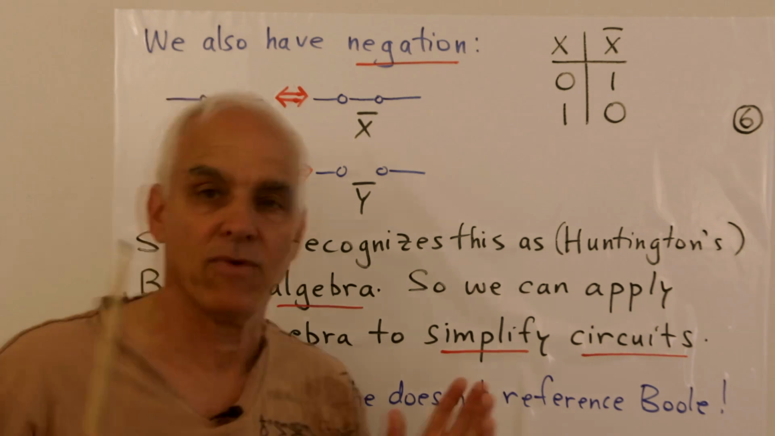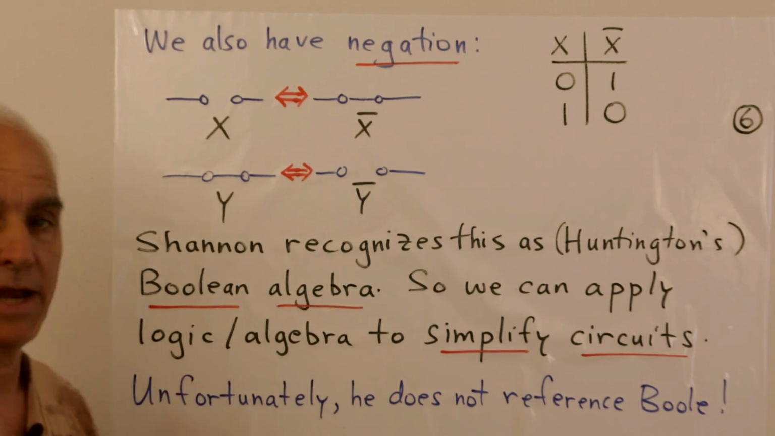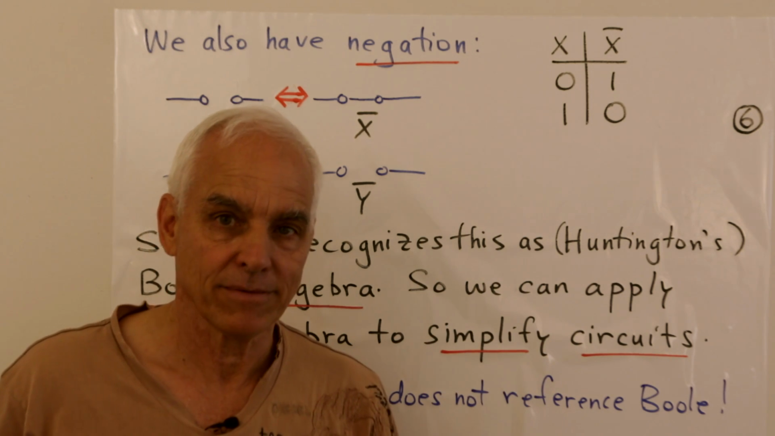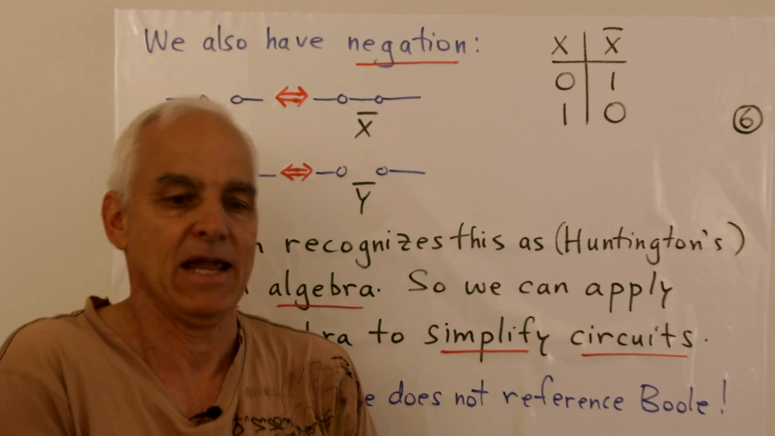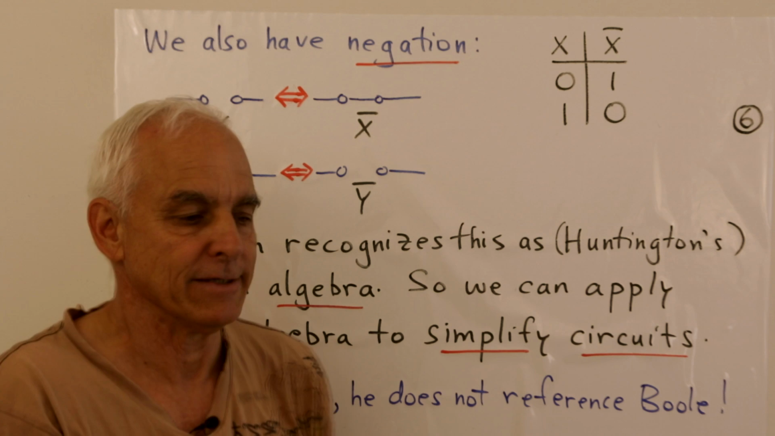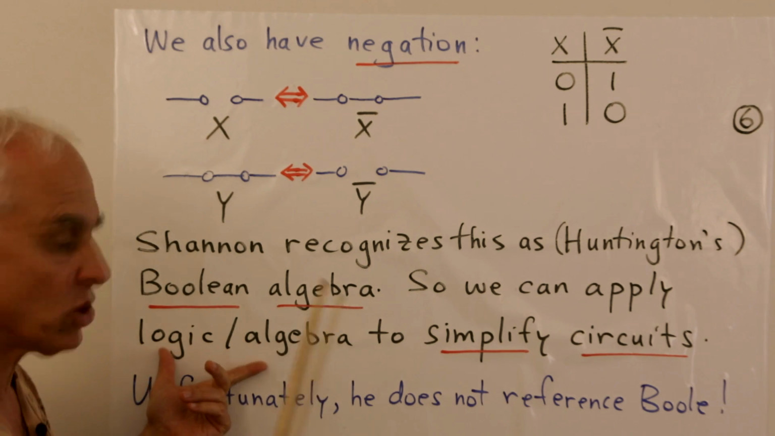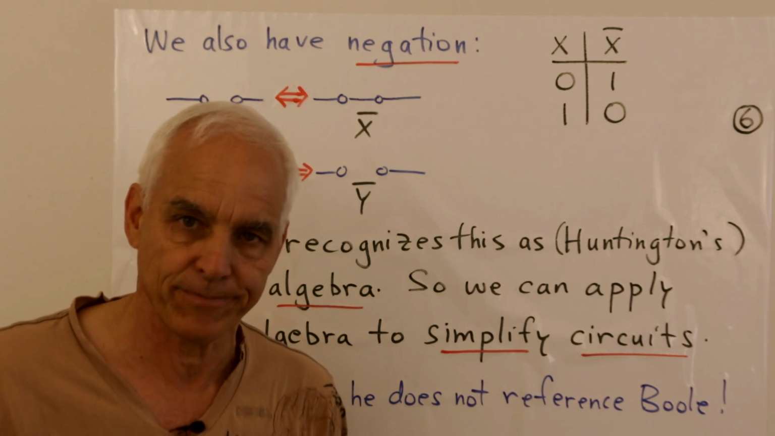Okay, and now Shannon recognizes that this is essentially Huntington's Boolean algebra, that these operations that we have going here, which are, of course, familiar to us. But he recognizes that this is the same as this abstract formulation that Huntington had set out. And so he's in a position now to apply this logic or algebra in order to simplify complicated circuits.